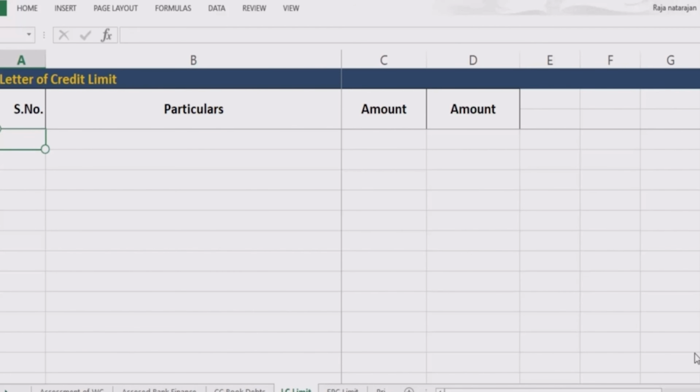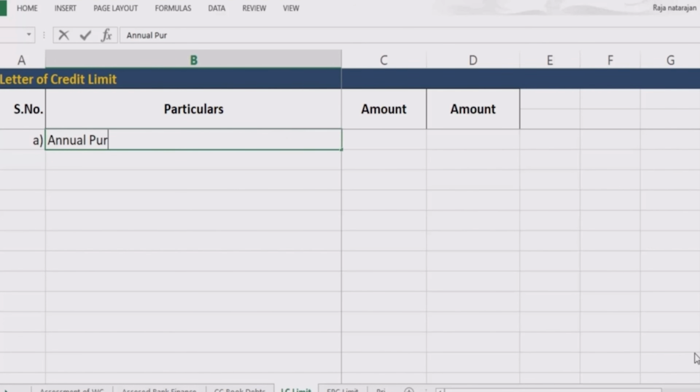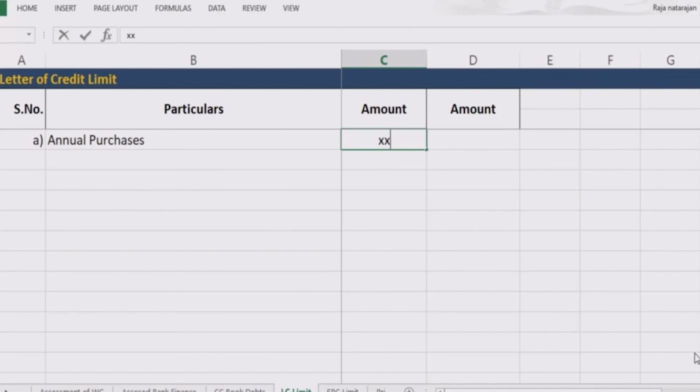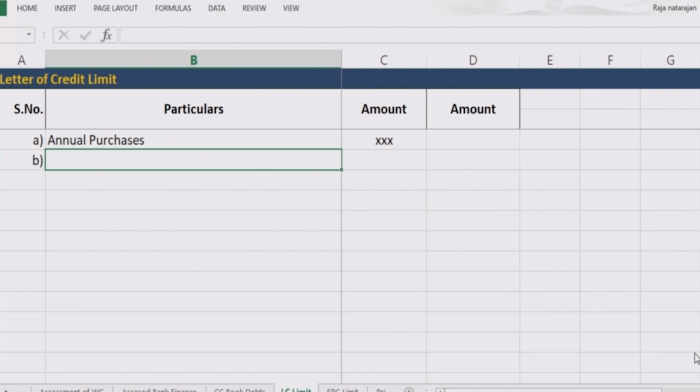It is purely linked with purchases. So first let's capture what will be annual purchases. But not all purchases will be made on credit. There will be some cash payment, there will be some advance payment, there will be some purchases on credit without LC also. Okay, so we should know how much purchases are expected to be made under LC.